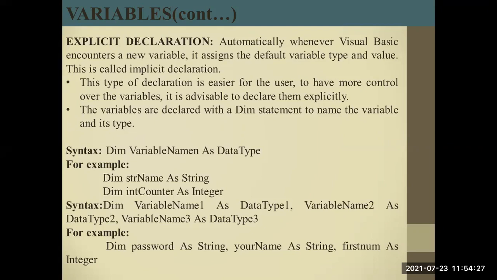Now, the second thing you have to remember is the variables that are declared with the Dim statement. We use the Dim statement to name the variable and its type. So whenever we need to name variables and their different types, we go for the Dim statement.